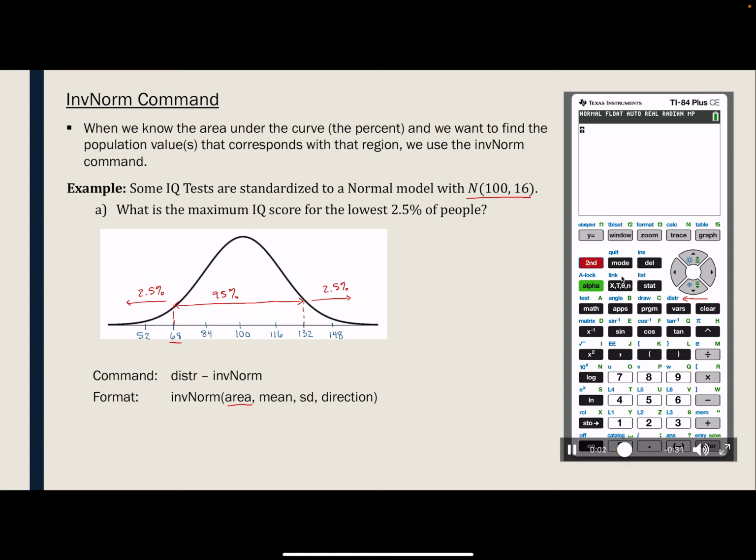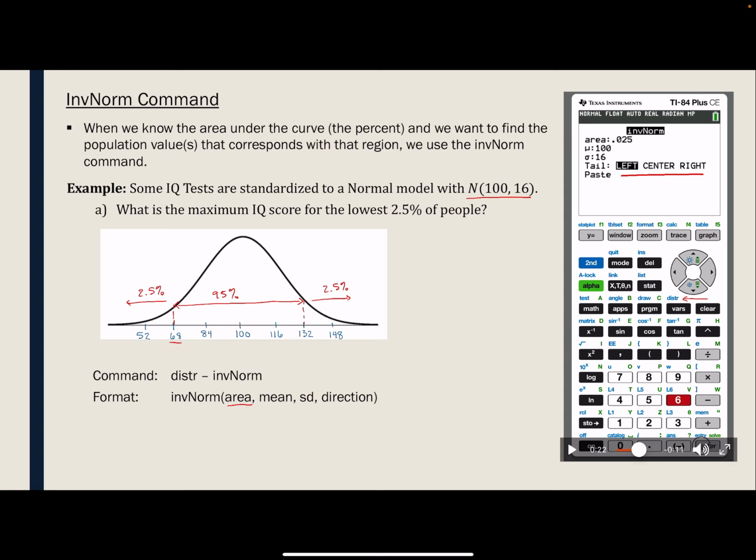So you're going to go to second, vars, go down to number 3, which is inverse norm. The area is going to be 0.025. The mean is 100. And the standard deviation is 16. I'm going to stop it here for a second. The new calculator has this tail option. If you have one of the older calculators, this isn't here.